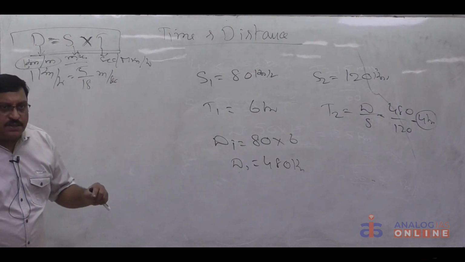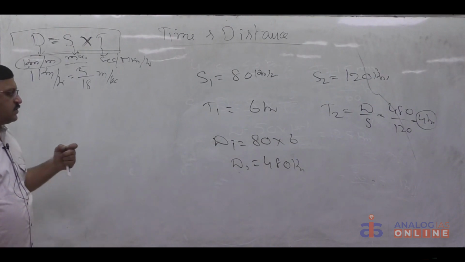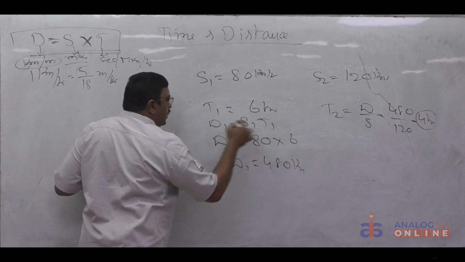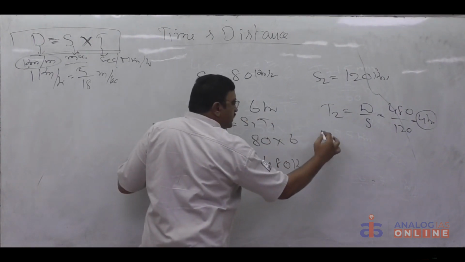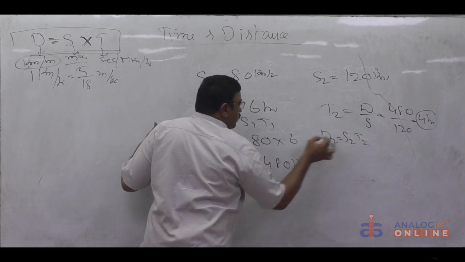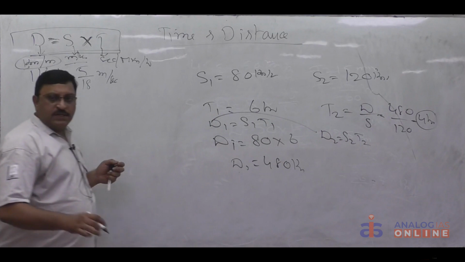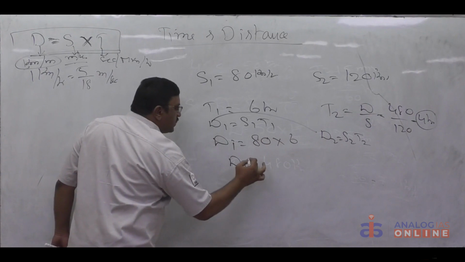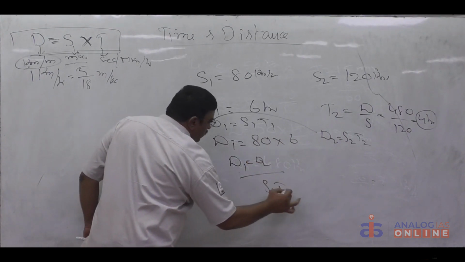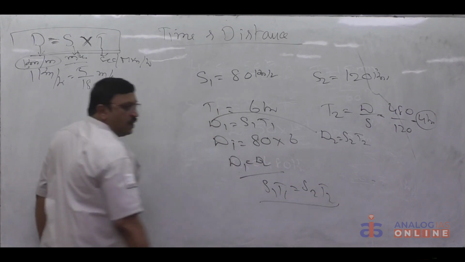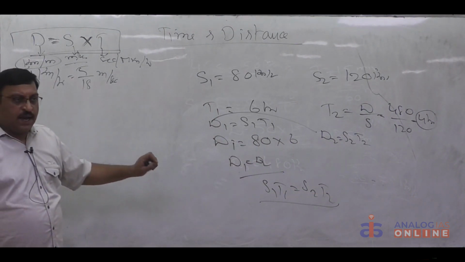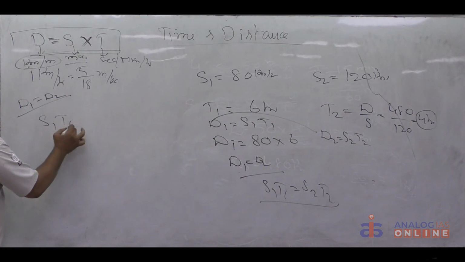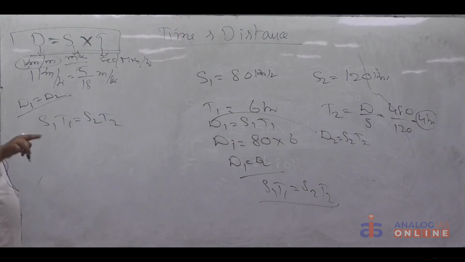So is it covering the same distance or different distance? Same distance. So D1 is equal to S1 into T1, and here the same distance D2 is also equal to S2 into T2. Both the distances are equal, so since D1 is equal to D2, S1 T1 is equal to S2 T2. So no need to worry about how much distance it is. Directly we can use it without finding the distance.